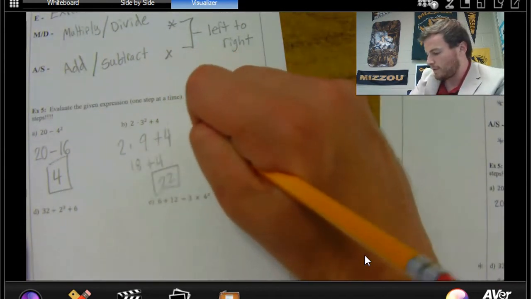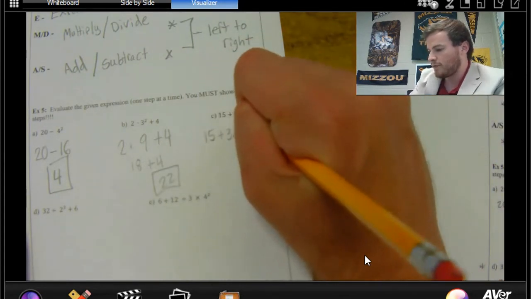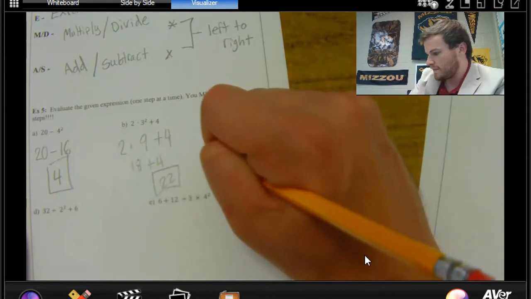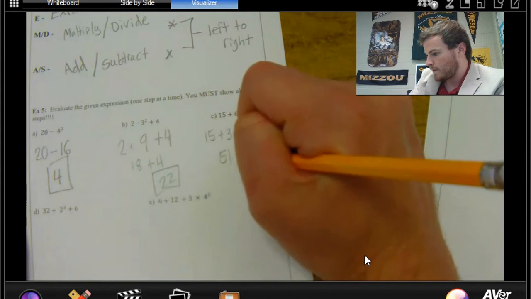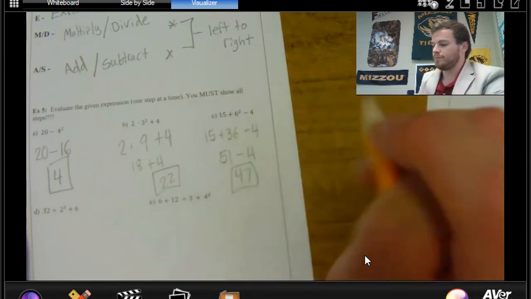Okay, C, it says 15 plus 6 squared minus 4. We leave that 15 alone. 6 squared becomes 36 minus 4. Now we go from left to right. 15 plus 36 is 51. Then you have minus 4. 51 minus 4 is 47. Box around it.